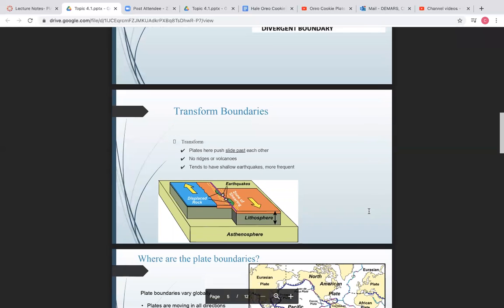And then our last type of boundary is called transform. In transform boundaries, plates slide past one another. So they're not pushing towards and they're not pulling away, they are sliding past one another. This type of boundary does not form ridges and it does not form volcanoes, but this tends to be what causes earthquakes, because when these plates slide past one another, the edges of them are typically pretty rough. So when you try to slide them past each other, a lot of times they kind of get stuck and they don't want to slide past each other.